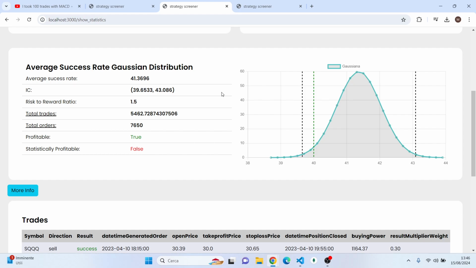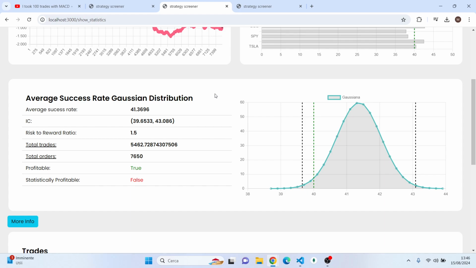So don't rely on a few cherry-picked trades. But let's not give up. Let's try to dive into some statistical analysis and see if we can find a way to optimize this strategy. Maybe a few tweaks can turn this around.